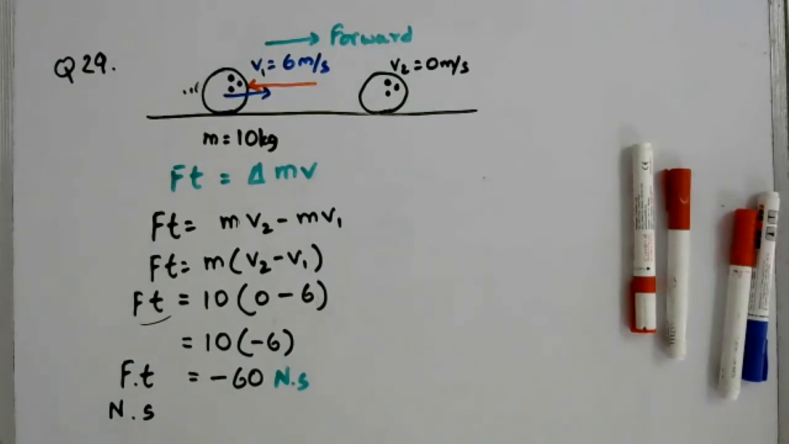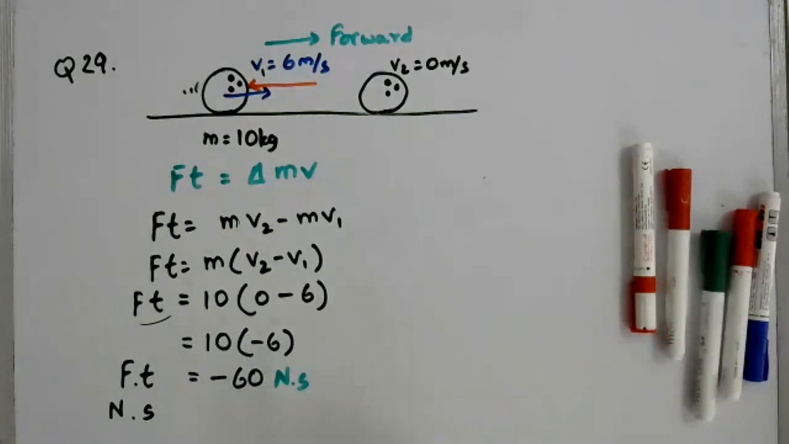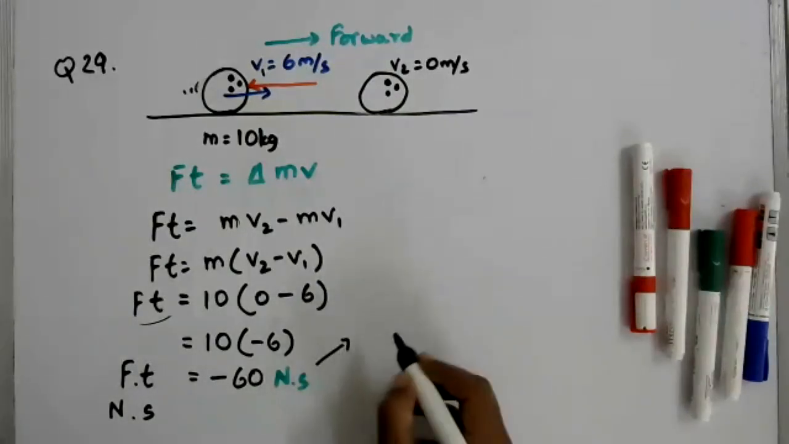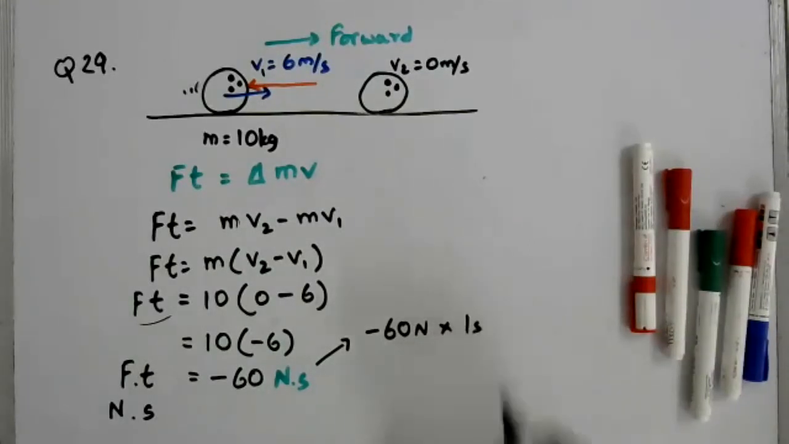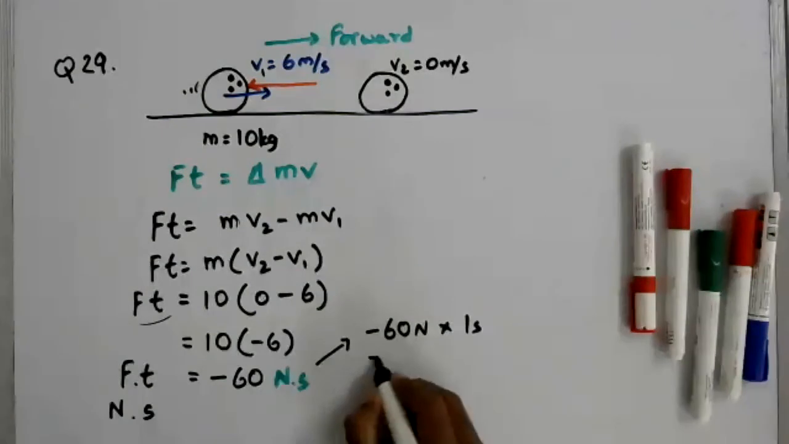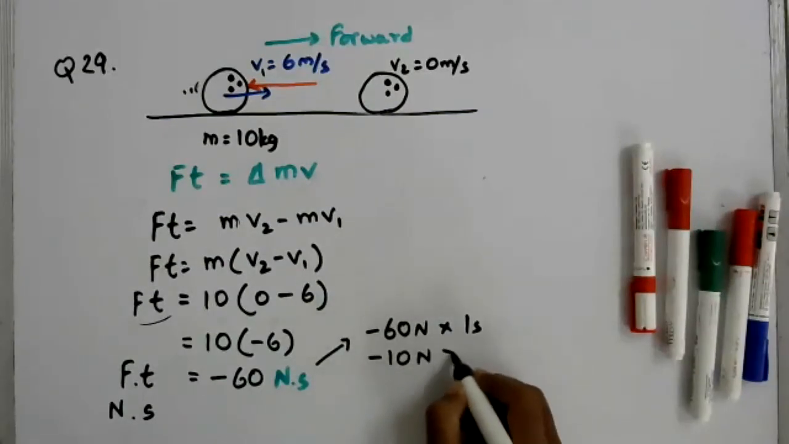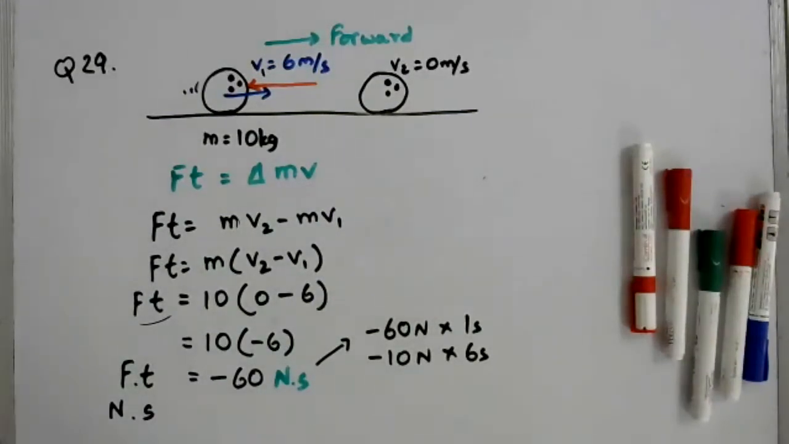Now, what does Newton second mean? The thing is, how much force are you actually going to apply in order to stop the ball? You can say that information is not clear in this answer, and you can have multiple interpretations. So you can apply a force of minus 60 newtons for 1 second. That will stop the ball. What other possibilities are there now? You tell me. Whole number possibilities. Minus 10 newtons for 6 seconds, that is also possible. That will also stop the ball.